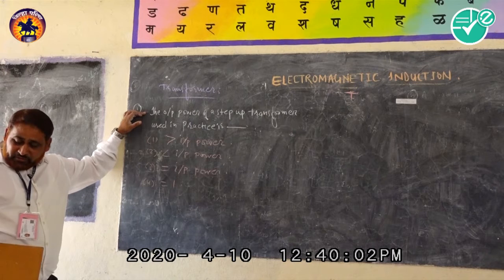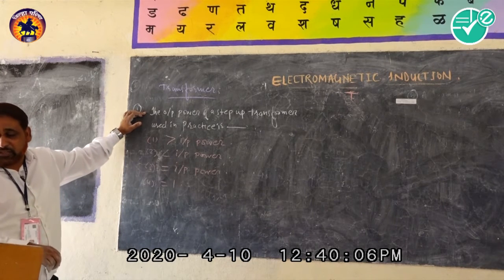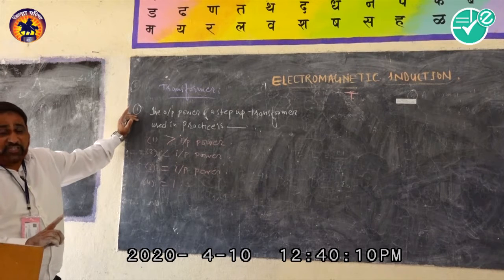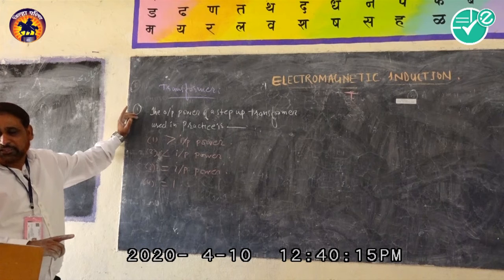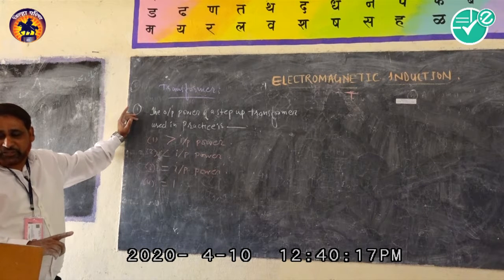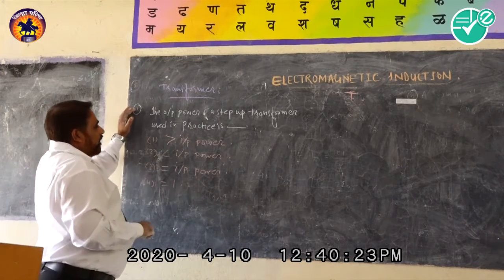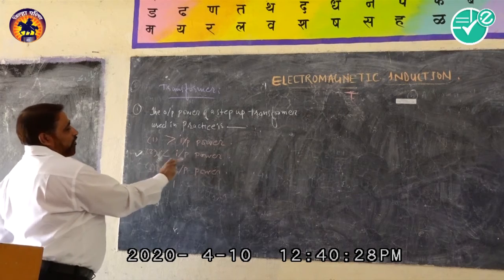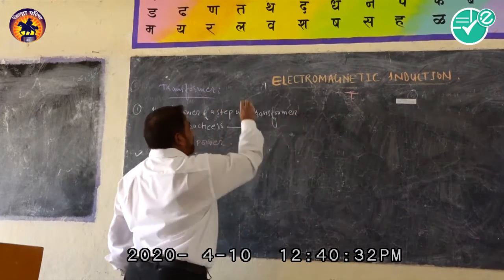So dear students, remember this one, it is the answer that efficiency is always less than 1, means less than unity. So in practice, the output power is less than the input power. So the second option is correct. This is the first question.